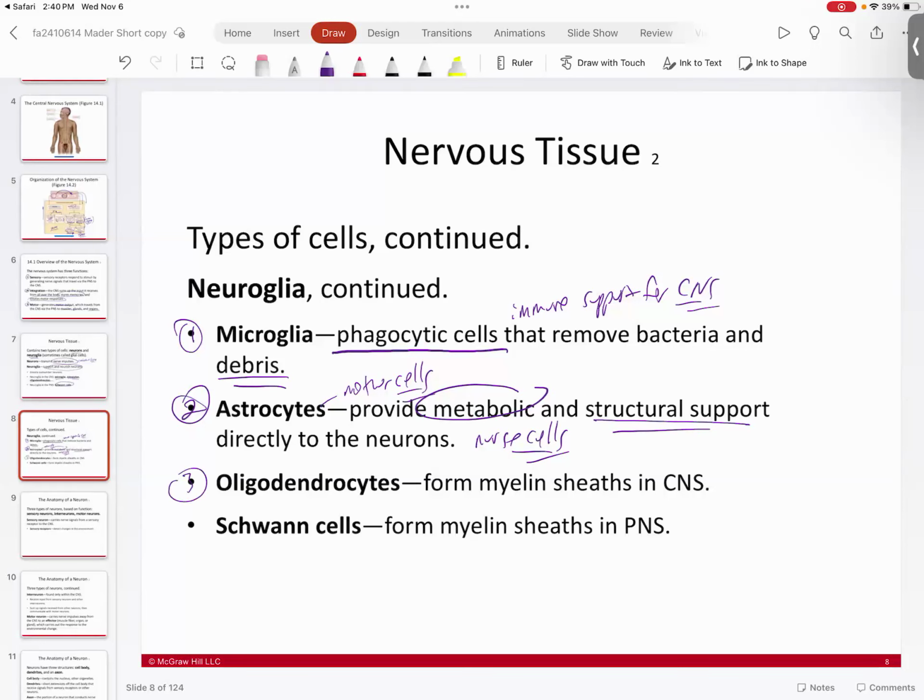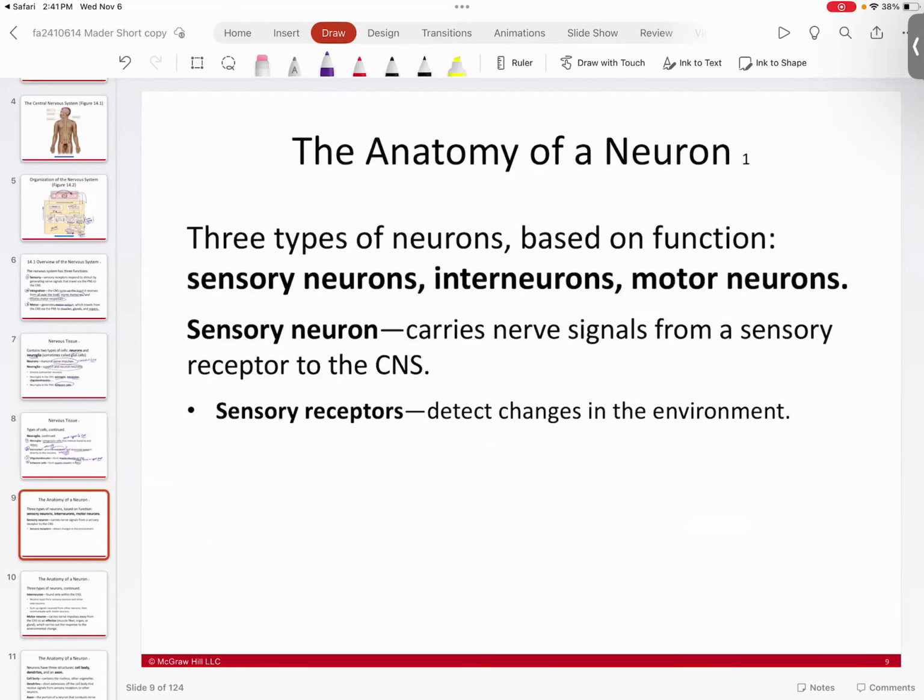The oligodendrocytes basically will form what's called a myelin sheath, which is kind of like insulation around a copper wire. I'll explain that when we get deeper into the myelin sheath discussion. Okay. And this is going to be in the central nervous system. The Schwann cells then are going to be similar to the oligodendrocytes. They form myelin sheaths, but in this case, it's for the peripheral nervous system. So the oligodendrocytes provide that sort of insulation for the neurons in the central nervous system, and the Schwann cells provide that insulation for the neurons in the peripheral nervous system.